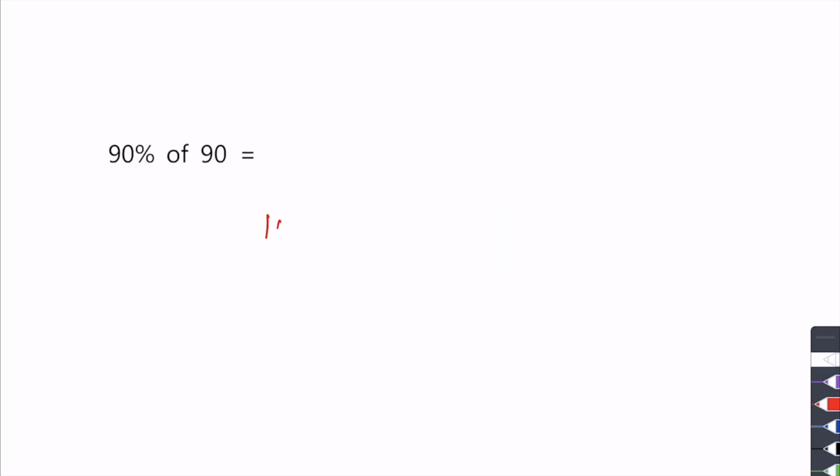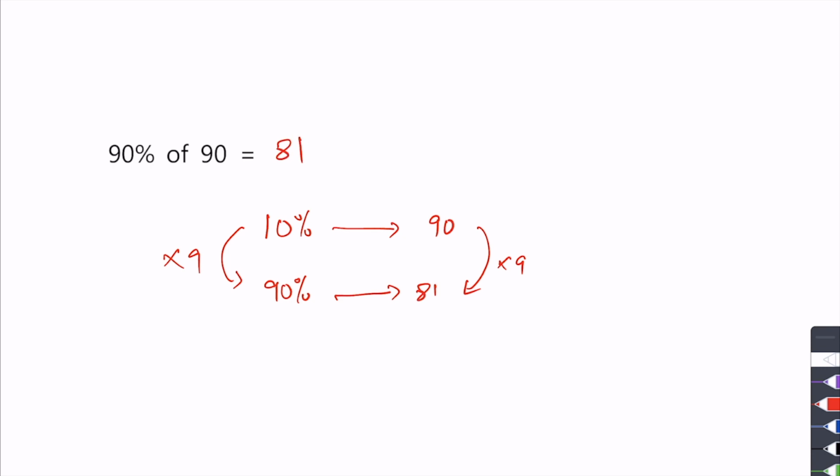So here we work out 10% first, and we can see that that gives us 9. So 90% is 9 times that amount. So if we multiply that by 9 as well, we get 81. So the answer, 90% of 90, is 81.